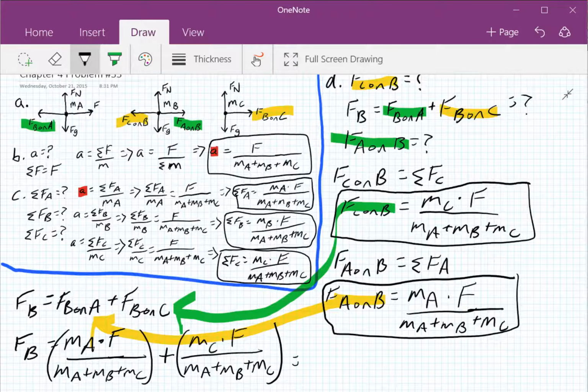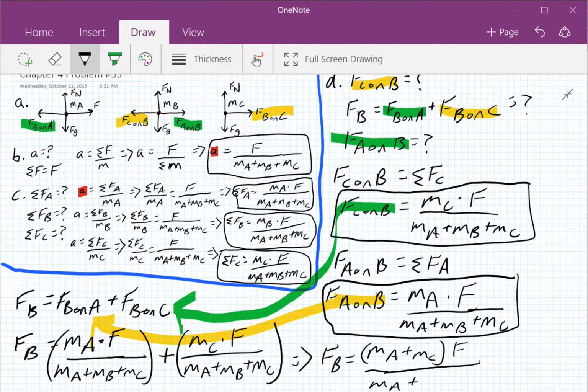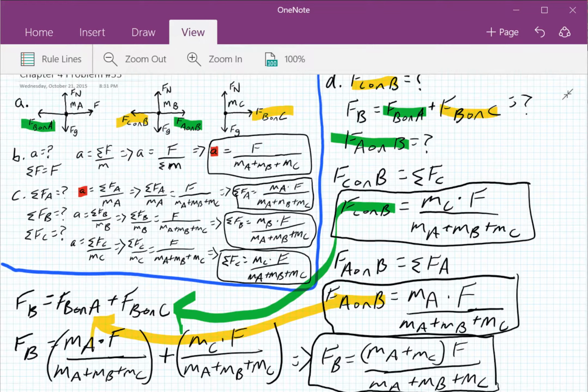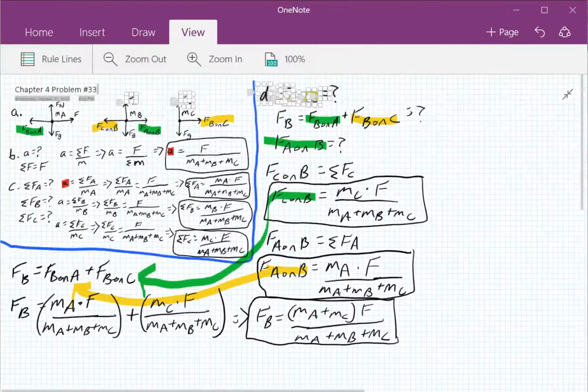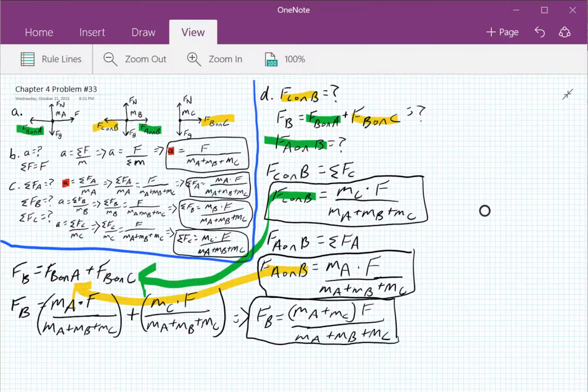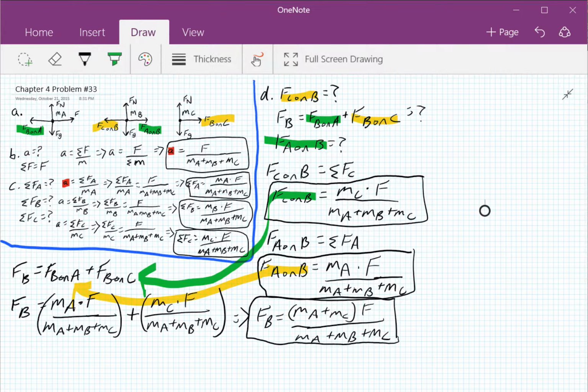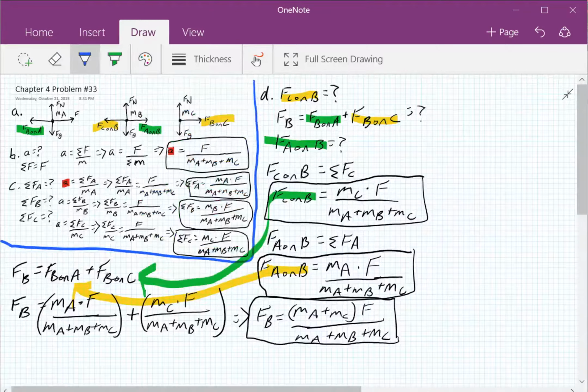We could rewrite that algebraically to read F_B will equal M_A plus M_C times F over M_A plus M_B plus M_C. And that's your final answer to part D. Now we are going to have to get even more room. This problem is long. Let's go ahead and separate those out again.